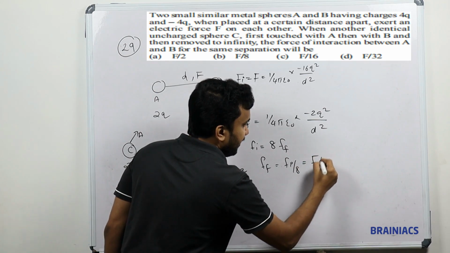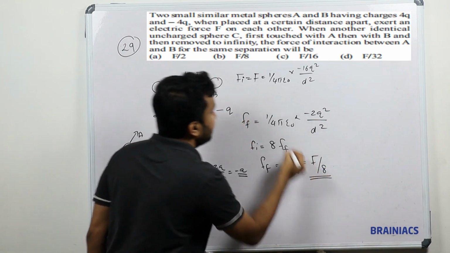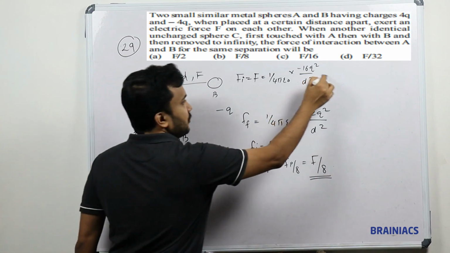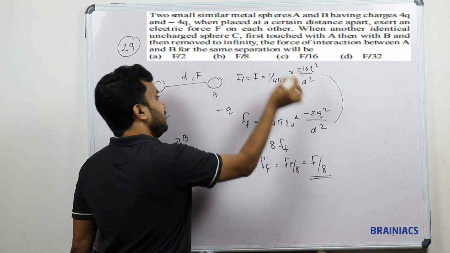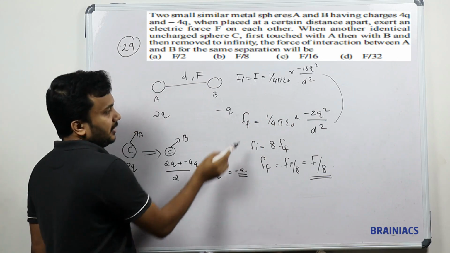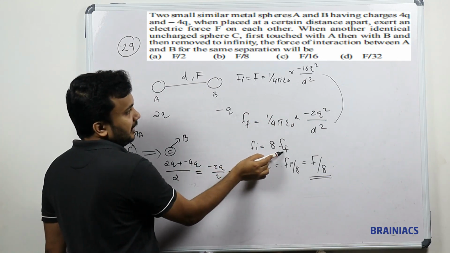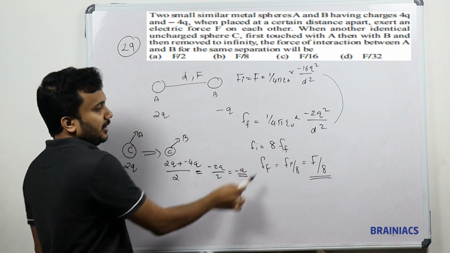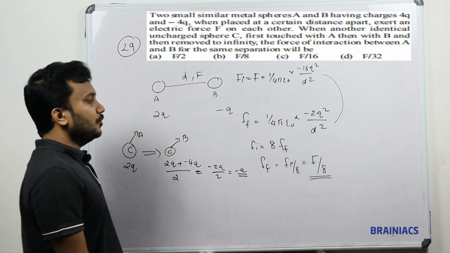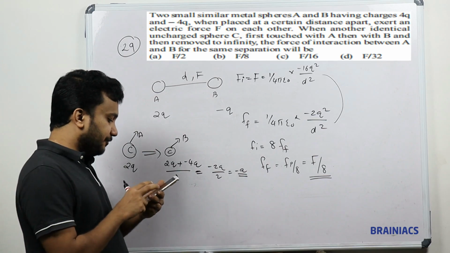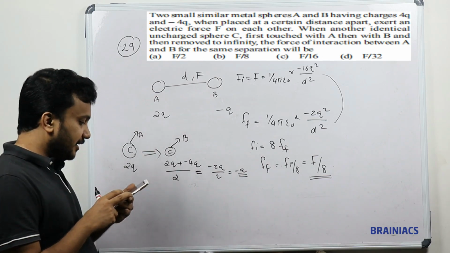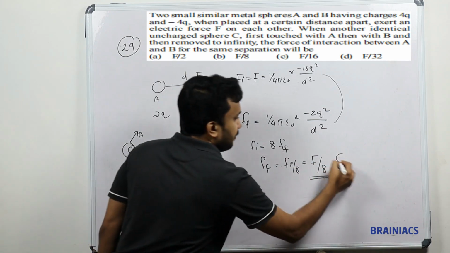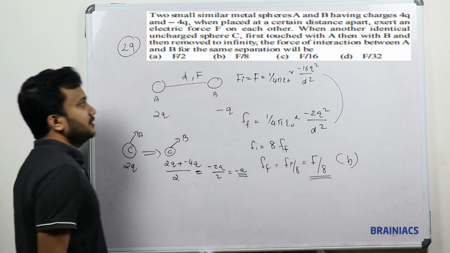F initial by 8 means F by 8. F initial is given as F in the question. If you compare these two, this is 8 times higher than this one. So F final into 8 is equal to F initial. So F initial by 8 equals F final, which means F by 8 is the right answer for this question. F by 8, option number B, matches with this one.